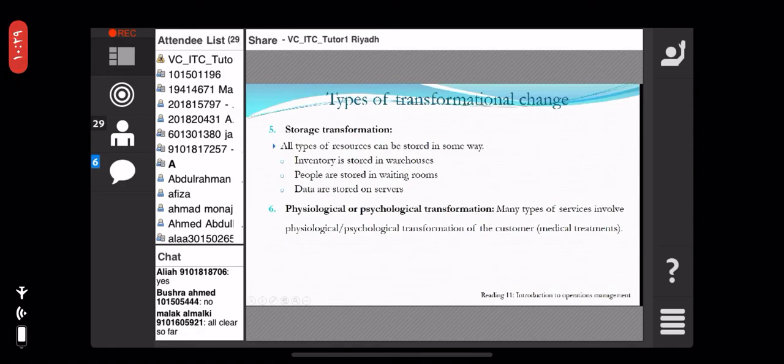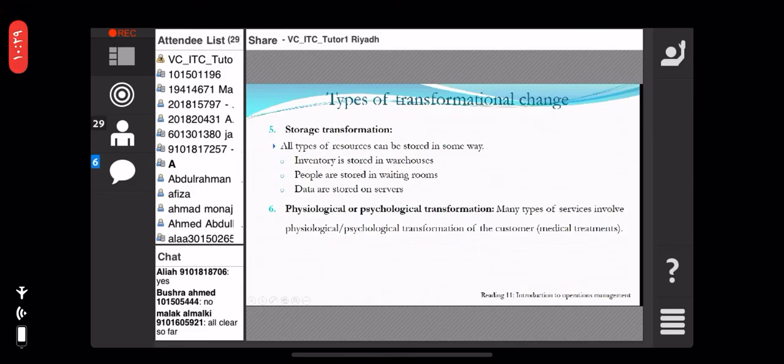People are stored in waiting rooms. You can put people in waiting room areas. Plus data are stored on servers. If you have information data, you can save or store it in a computer system, particularly in servers. Every organization has data or records in a computer system. Basically, this data goes to the servers, to the main computer.